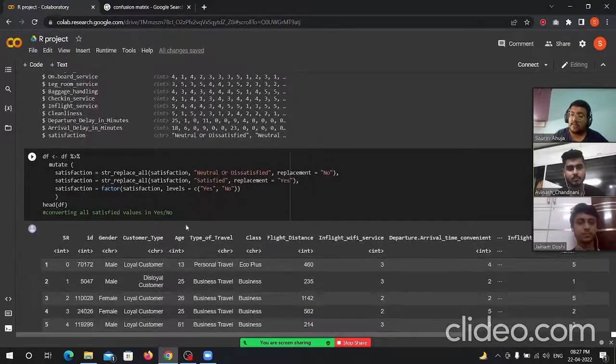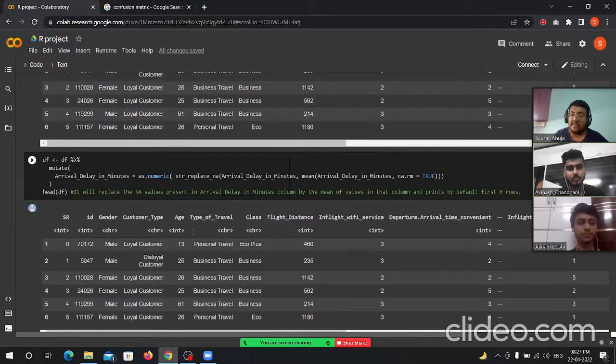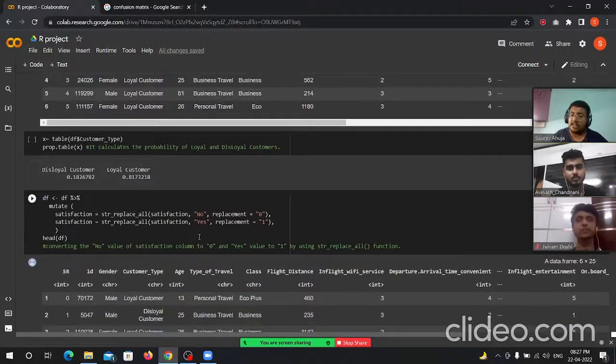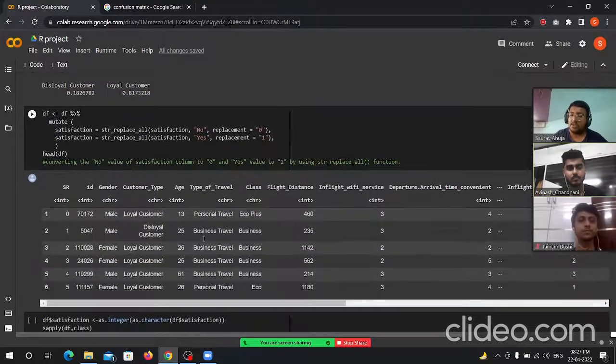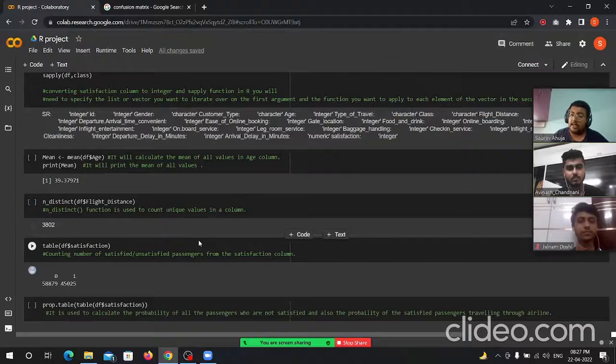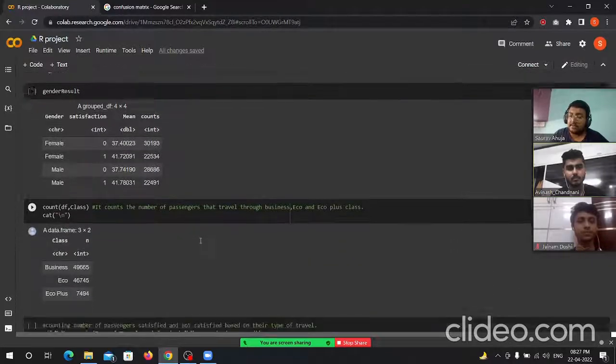Now we convert all the values to yes and no in the satisfied column. Then we replace all the missing values present in the arrival delay column by the mean of it. Then we calculate the probability of loyal and disloyal customers, and we perform multiple operations over it, such as mean, distinct values table for counting satisfied and unsatisfied customers, and the probability of it.